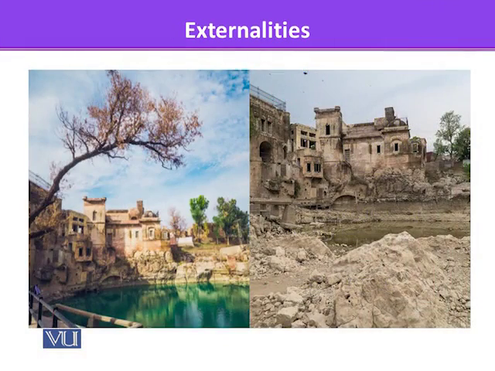If you look at this picture, on the left side is the picture of Katas Raj before the cement factories took over and drained all the beautiful water from it. It's near Chakwal, and because of the need of cement factories for water, they have destroyed it. This is one example of externalities.